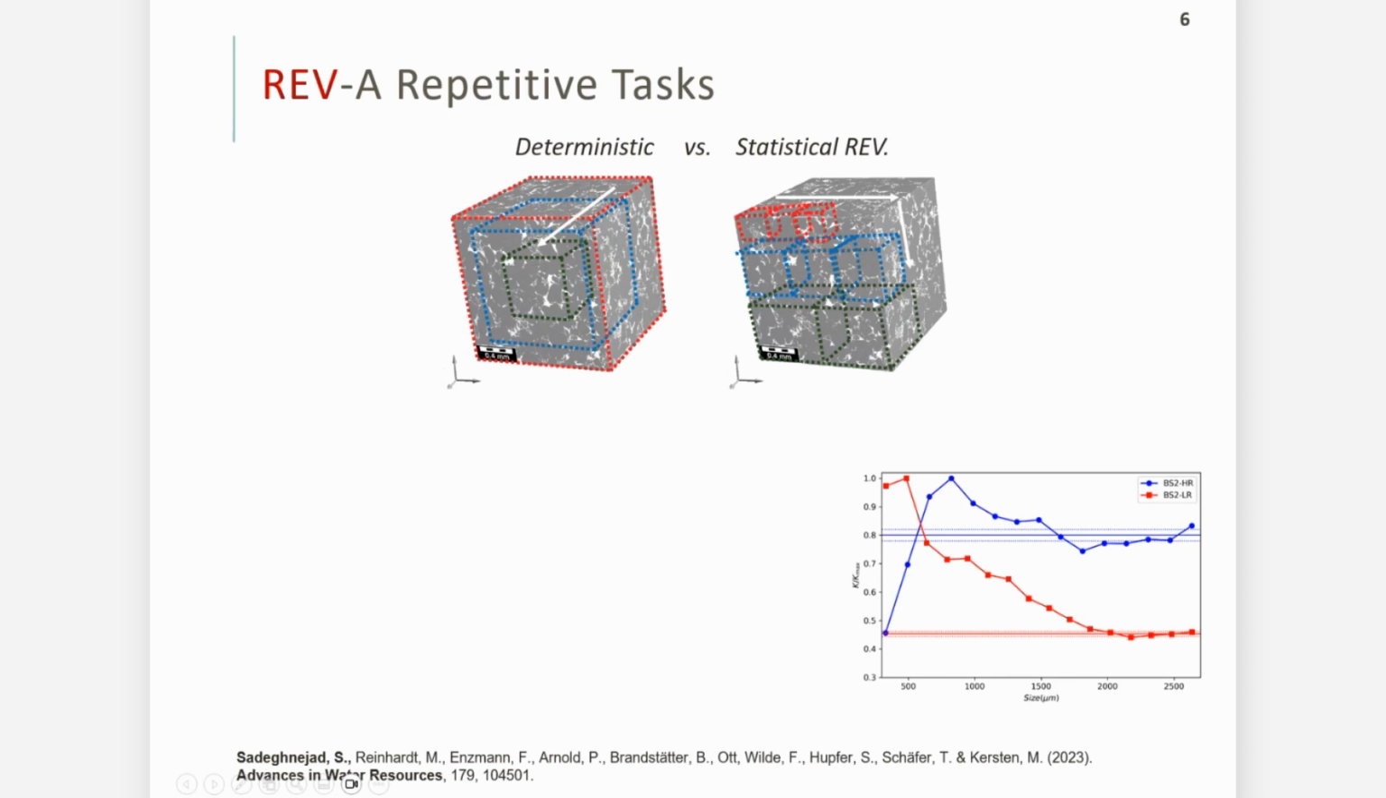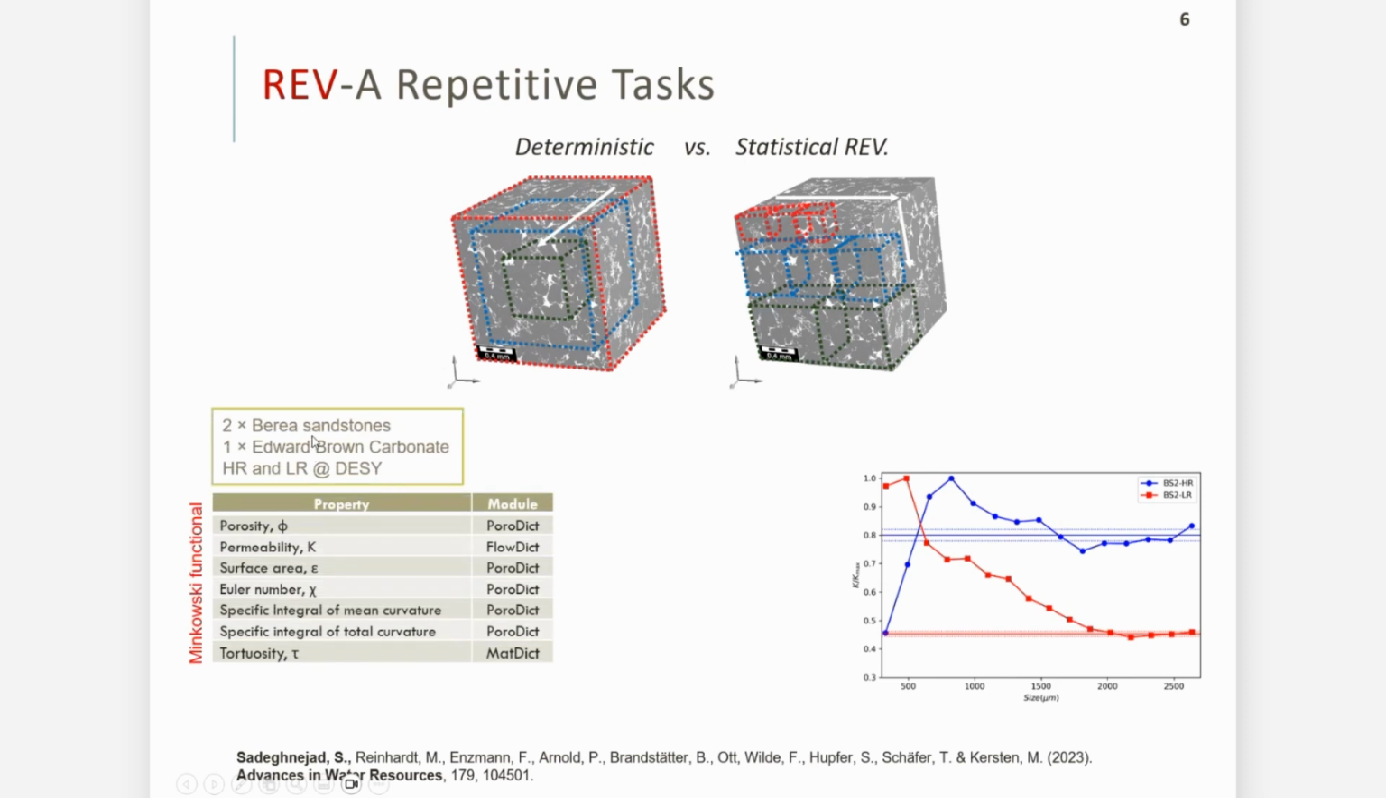Or in the statistical REV, the second one on the top right, we use blocks with variable sizes, and we sweep those blocks inside our whole structure to compute the property of interest. In this study, we tried two sandstone samples and one carbonate sample. We scanned them at Deutsche Synchrotron DESY, and we received a high-resolution image. And also, we scanned all of these three samples by lab-based CT scanners, and we received a low-resolution scan.